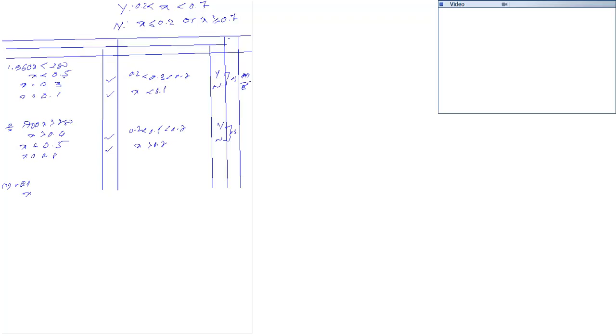Correct. So x lies between 0.4 and 0.5, which means that x should always lie between 0.2 and 0.7. So we always get a yes. This is sufficient, and the answer is C. Perfect, excellent. So let's take a look at the next question, which is an interesting, relatively easy question.